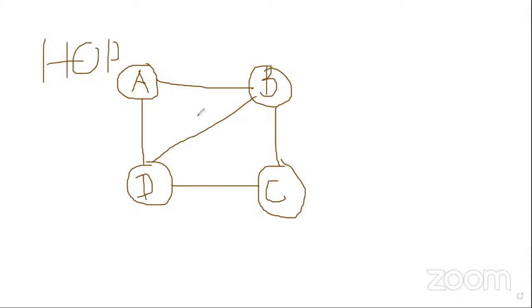For example, right now I want to go from A to C. Is there any direct way? No, right? There is no direct way to go from A to C. So there are two possibilities. Either you go from A to B and then B to C, or you go from A to D and then from D to C. Correct? So in either of these paths, you require one intermediate node.